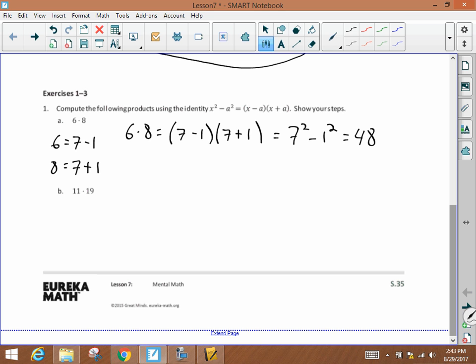Let's do it again with something a little more challenging. 11 times 19. Well, 11 and 19, what number are they the same distance from?